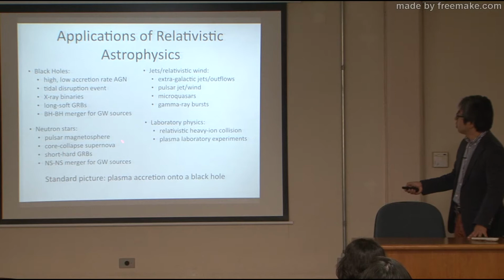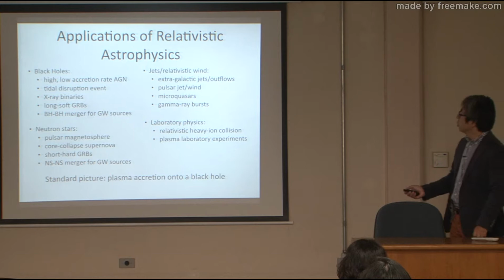Then there are jets and relativistic winds. We can see extragalactic jets coming out from the AGN. Also, for pulsars, we can see pulsar jets or pulsar winds. And in stellar mass black holes, we can see microquasars or also gamma ray bursts, which may be related to the jet.